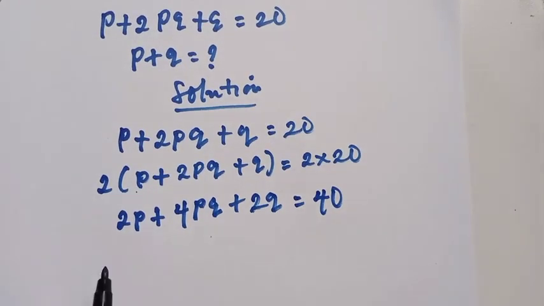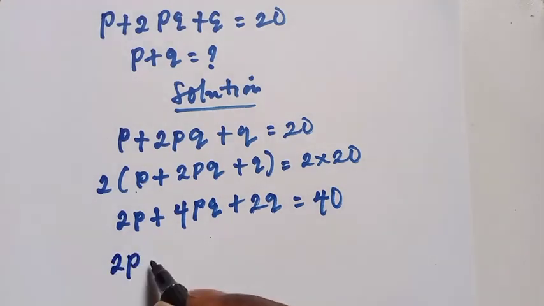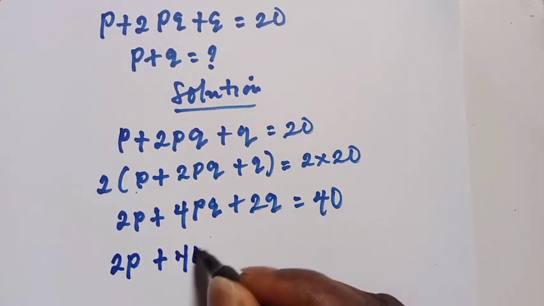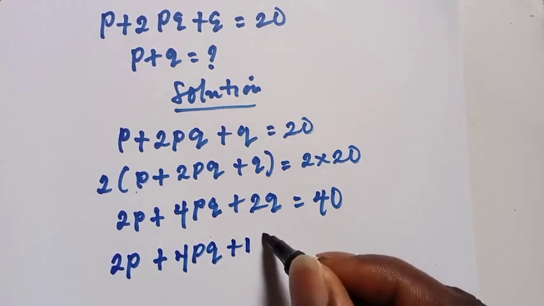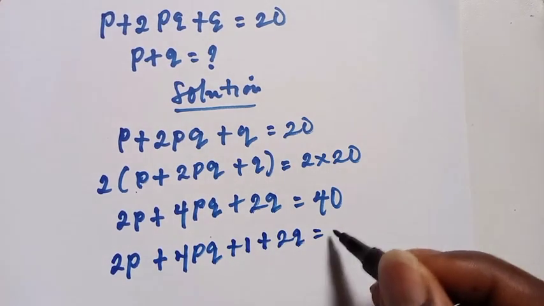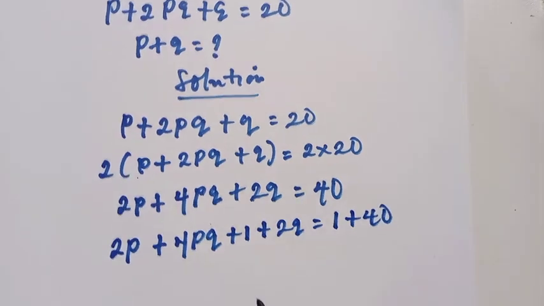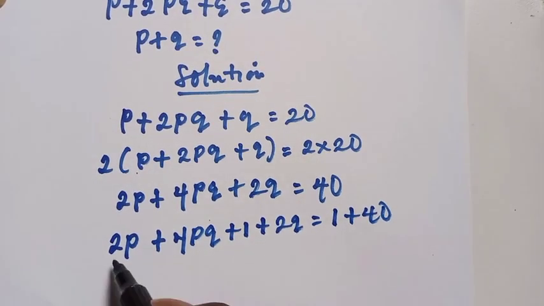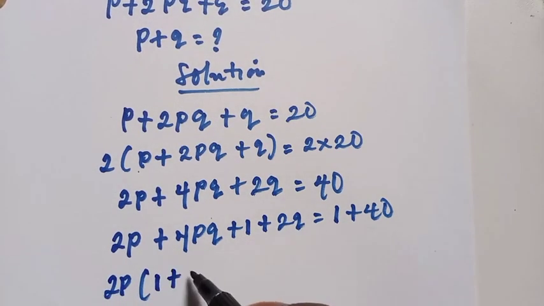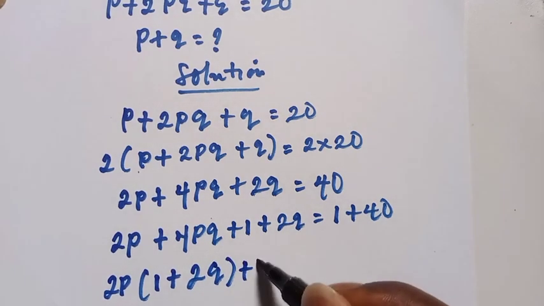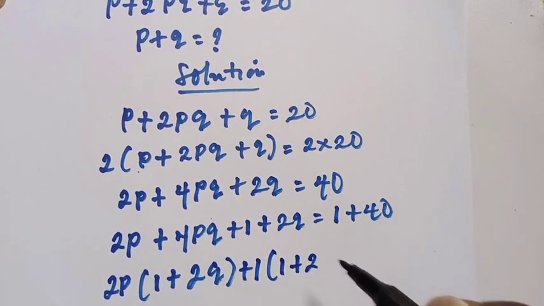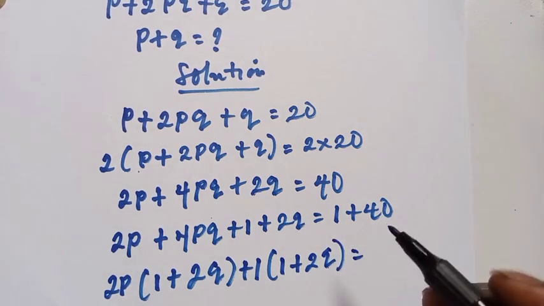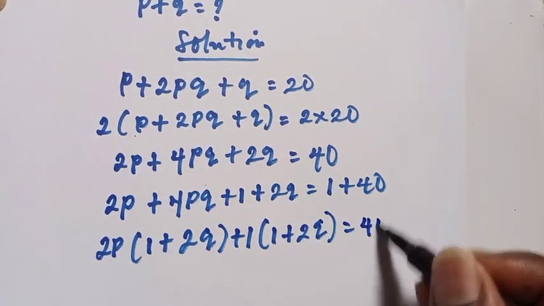Now, at this point, if I add 1 to the left-hand side and right-hand side, I have 2p plus 4pq plus 1 plus 2q is equal to 1 plus 40. Now, if I factorize, 2p is common here, so 2p times (1 plus 2q), plus 1 is common, so 1 times (1 plus 2q), is equal to 1 plus 40, which is 41.